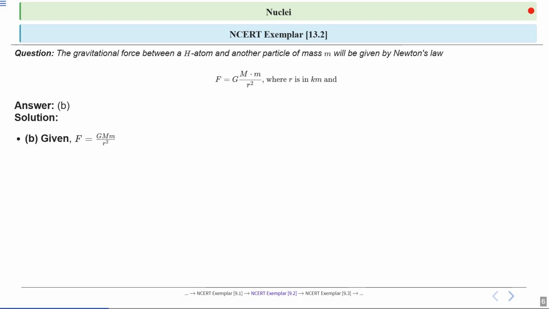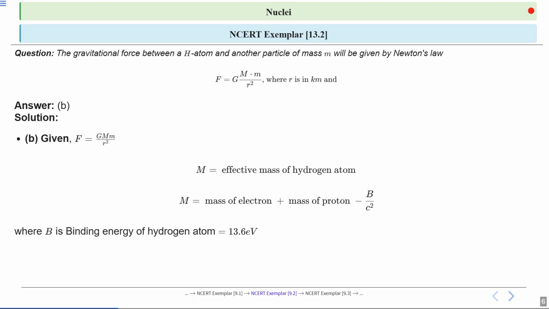Given the force F between two masses capital M and small m is equal to G capital M small m upon r square, where r is the distance. Here capital M is the hydrogen atom's effective mass. Now capital M is calculated as the sum of the electron and proton masses minus B upon C square, where B is the binding energy of the hydrogen atom, which is equal to 13.6 electron volt.